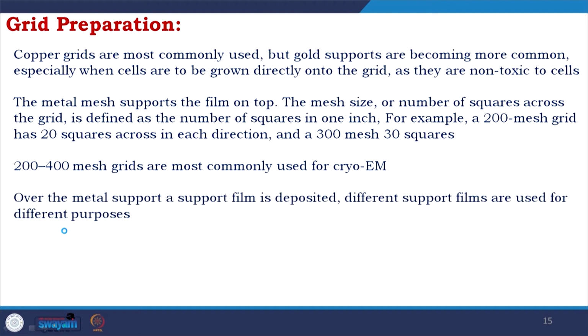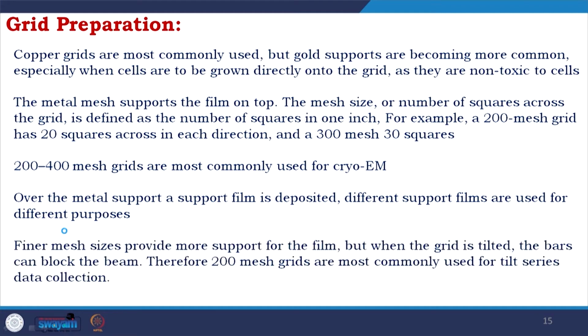Over the metal support, a support film is deposited. Different support films are used for different purposes. Finer mesh sizes provide more support for the film, but when the grid is tilted, the bars can block the beam. Therefore, 200 mesh grids are most commonly used for tilt series data collection. So, any type of mesh grid could be used, but for a tilting experiment you have an optimization, and there the 200 mesh grid works the best. So, this is about the grid preparation.